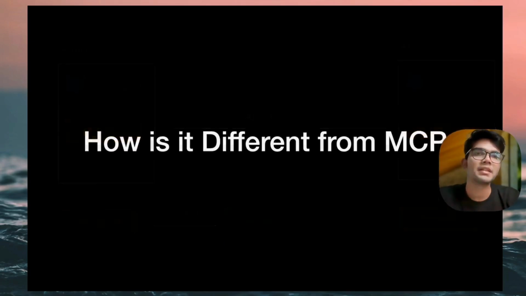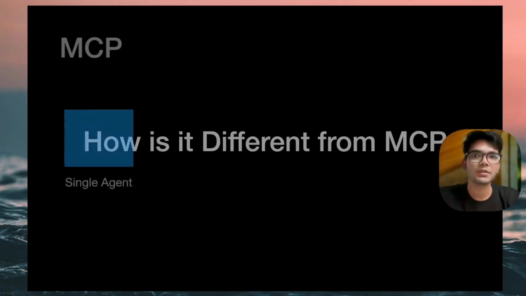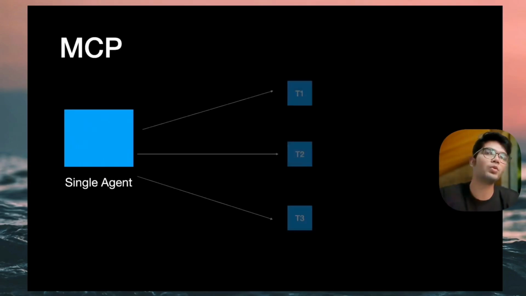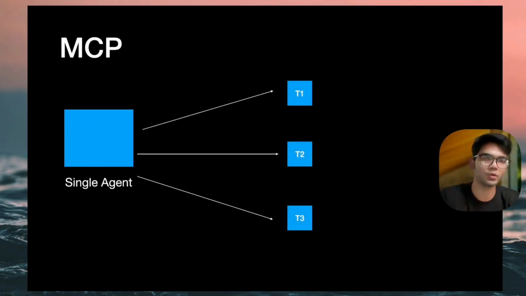So how is it different from an MCP server? In an MCP server, we have a single agent that has different tools, let's say tool 1, tool 2, tool 3. In a previous video we created an agent to get the Solana wallet, with tools for getting all my transactions, making a transaction, and all those things. So we have these tools.